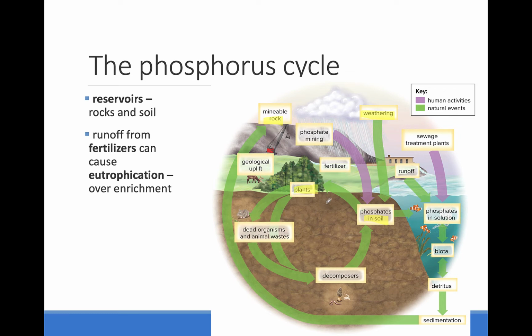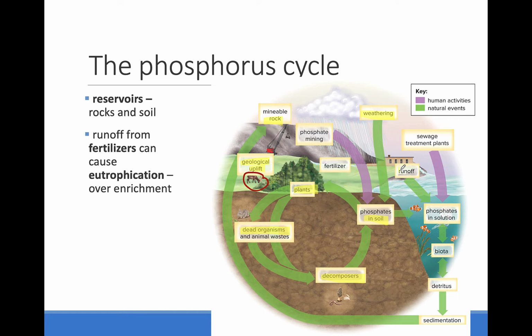Plants get their phosphorus from the soil with their roots, and then animals eat the plants. When plants and animals die, their phosphorus is returned to the soil by decomposers who break down the dead bodies. The soil hardens into rock, and the geological process of uplifting can expose those rocks to weathering again.